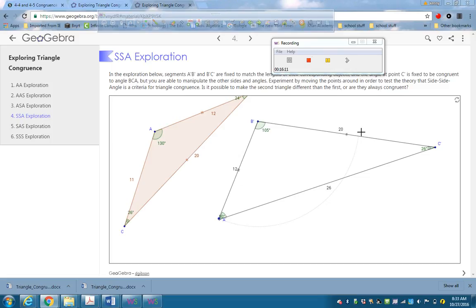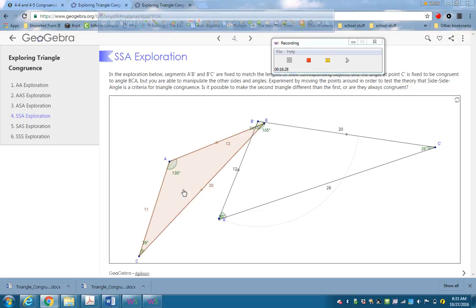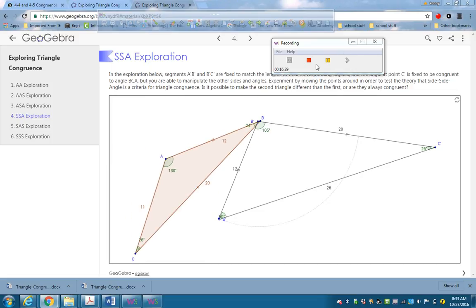See the 12, 12, 20, 20, 26, 26. But is this triangle congruent to that triangle? Are those two triangles congruent? No. So side-side-angle does not work as a way to prove triangles are congruent. So that's kind of what we're getting at. Okay? So I don't know how effective that was. Maybe it was okay.